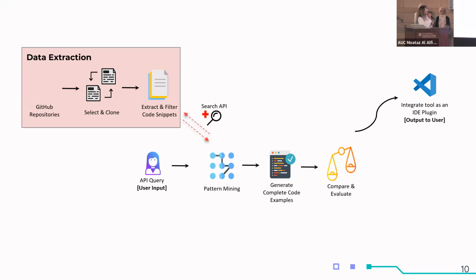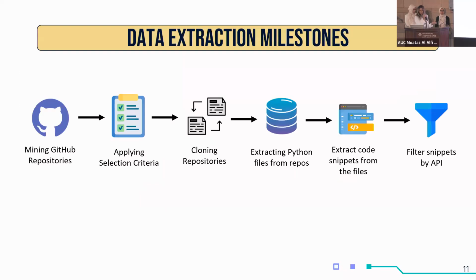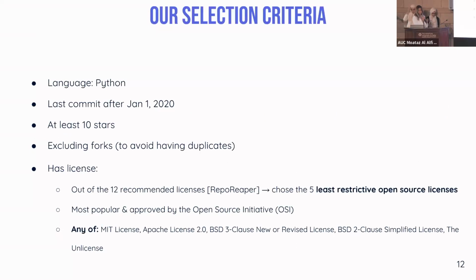Now I'll go over the first phase of our project, which is the data extraction part. So here are the milestones for data extraction. First, we collect GitHub repositories, and this is done according to our chosen selection criteria, which we'll go over in the next slide. Next, we clone the repositories and extract Python files from them. Finally, we create code snippets from the Python files we extracted, and then we filter those snippets to find specific APIs. And the reason we create code snippets is because our tool, API Wizard, takes code snippets as input and not whole files.